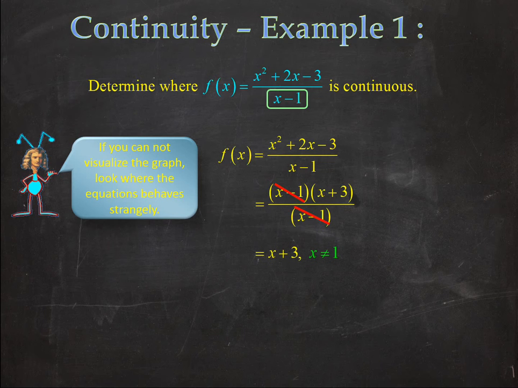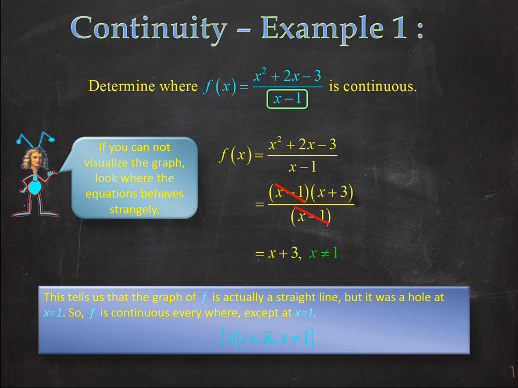And this tells us that our function is equivalent to that of x plus 3, except we don't have a value when x equals 1. In other words, this graph is in fact a straight line, but it has a hole located at x equals 1. So we can actually answer the question, because the question asks us to determine where this function is continuous.